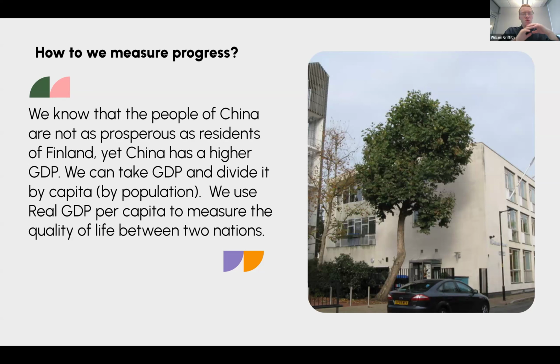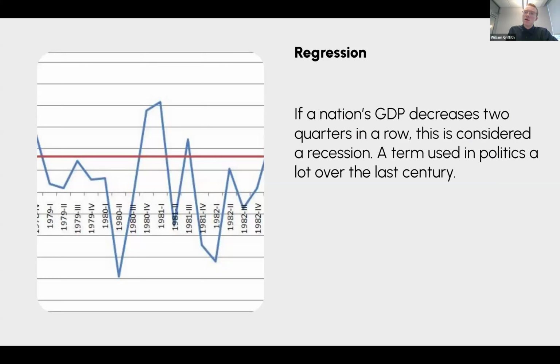So if we use real GDP per capita, we can measure the quality of life between two nations, such as China and Finland. If the Finnish have a higher GDP per capita, that's more money per person. That's more production per person. That's a higher standard of living per person. But with China, it'll be a lower value. That's less money per person. So that makes sense. Hopefully that makes sense.